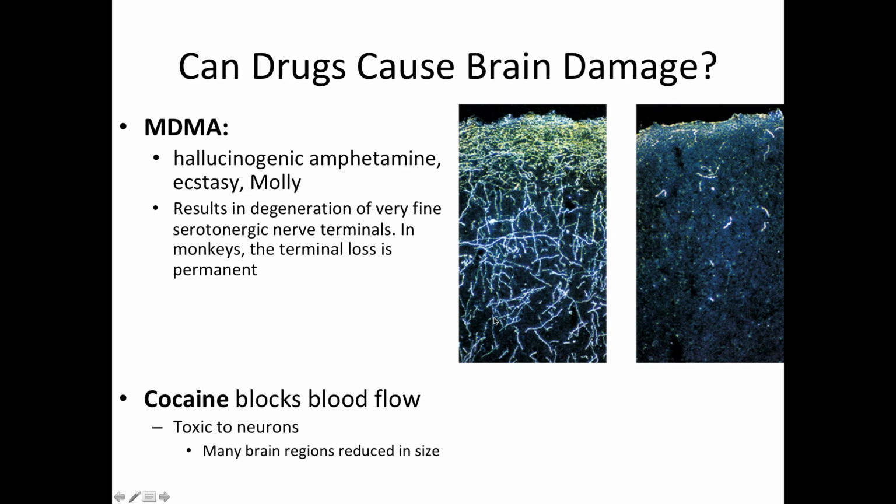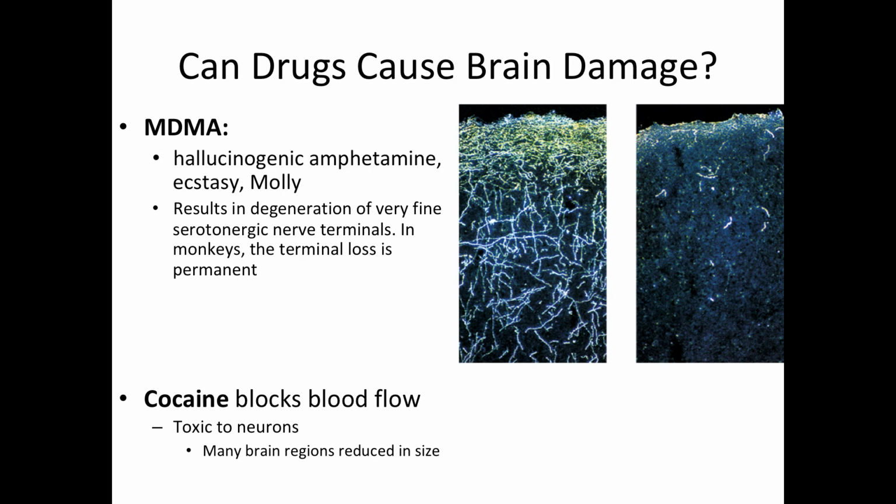So in the left image here, this is a monkey brain. In the left image here, you see the density of serotonin axons in the neocortex of a squirrel monkey. And on the right, you see the squirrel monkey after 18 months of MDMA treatment. And you can see that a lot of these axons are gone. On top of that, MDMA also impairs your memory.